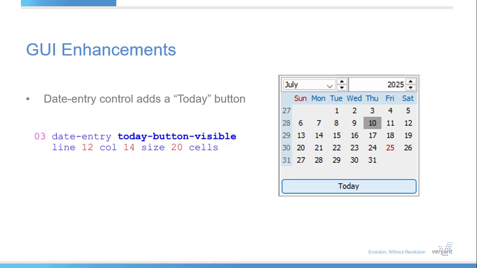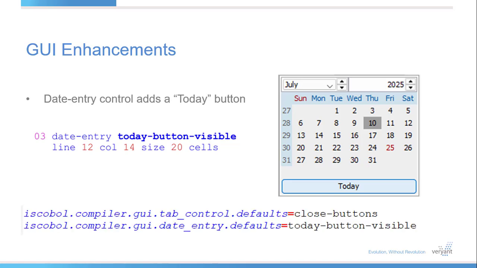Improve your date entry controls with a button to automatically choose today's date. This is a great one to add with code injection in your properties file, as well as the close buttons on the tab control. Here are the statements to add to your compiler properties if you want to add these two new features without changing your code.